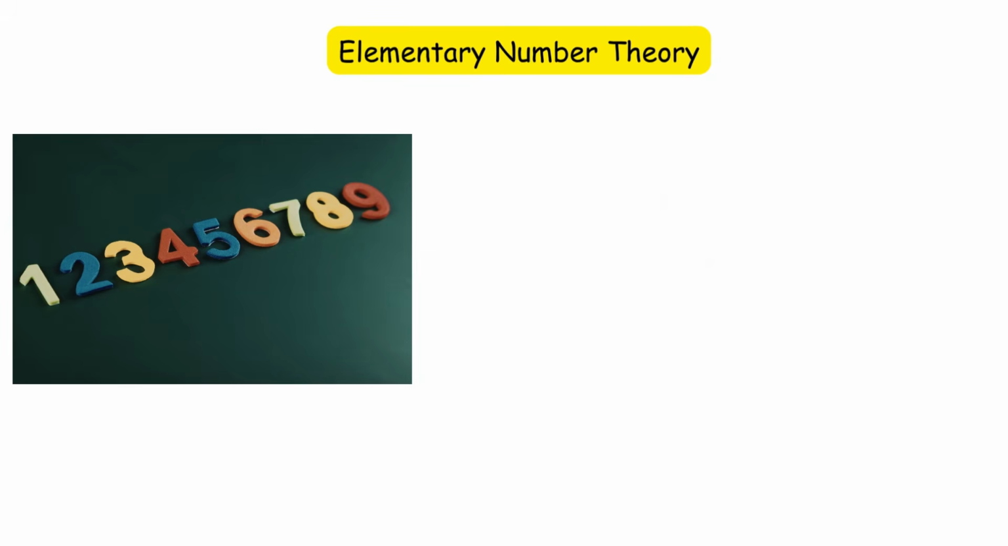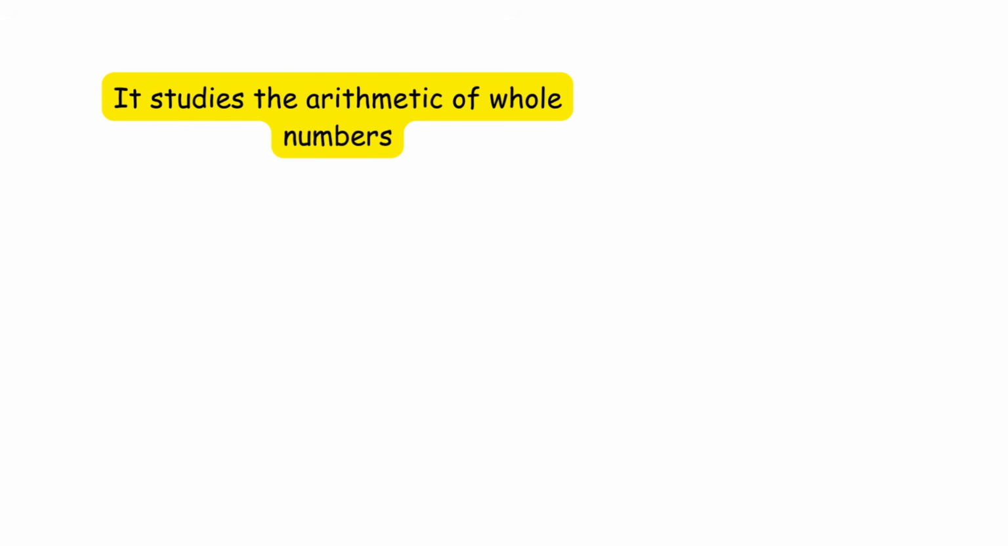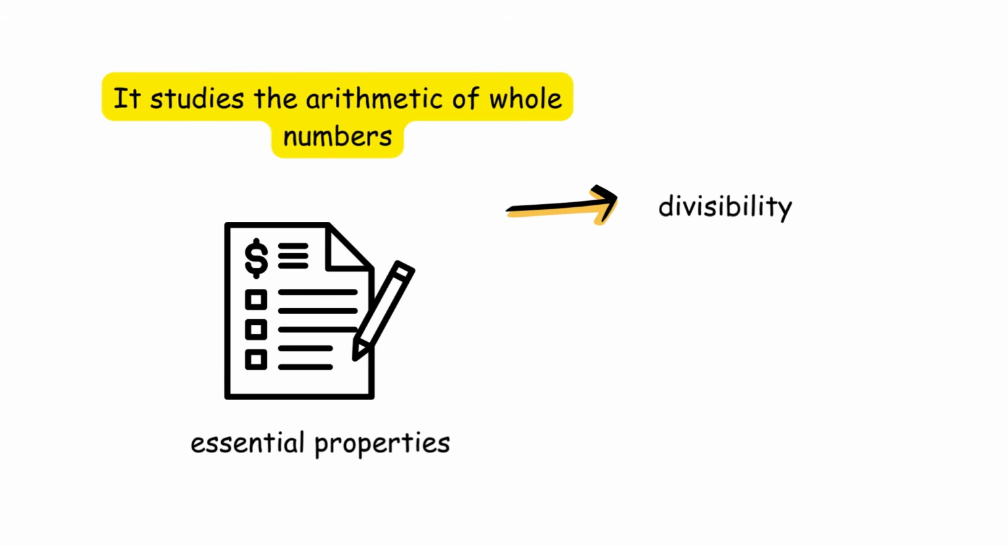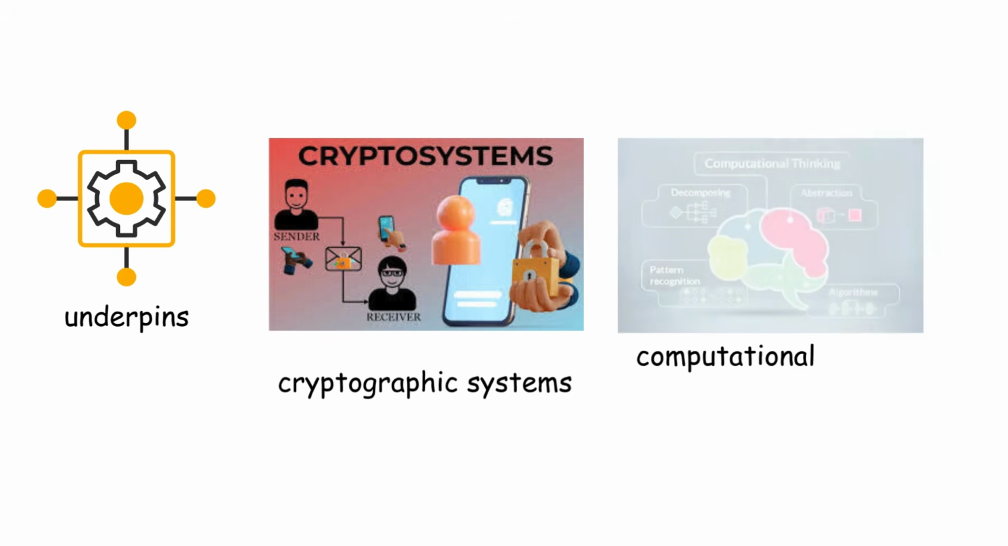Elementary number theory is the foundation of all number-theoretic inquiry. It studies the arithmetic of whole numbers and the essential properties such as divisibility, primality, greatest common divisors, and modular arithmetic. It underpins more advanced disciplines and is applied in everything from cryptographic systems to computational algorithms.